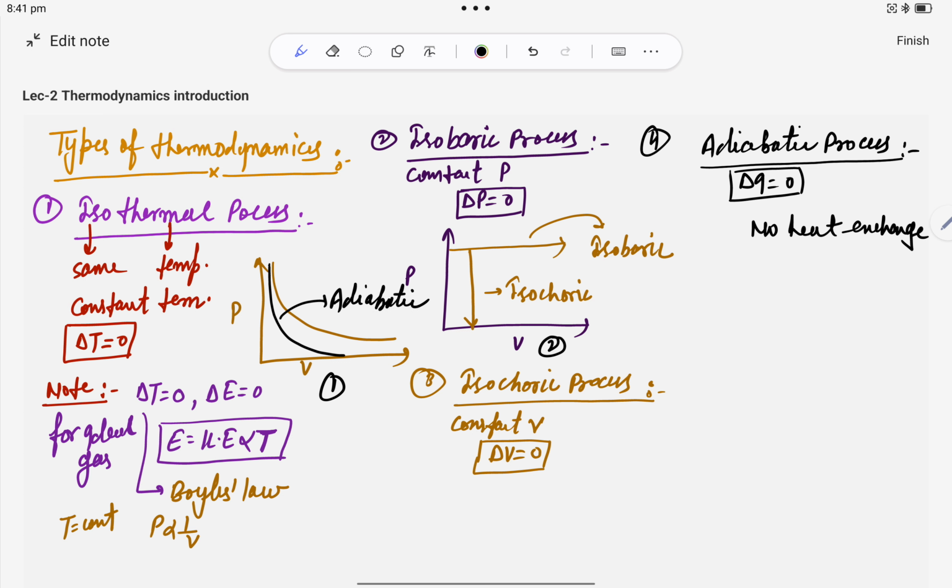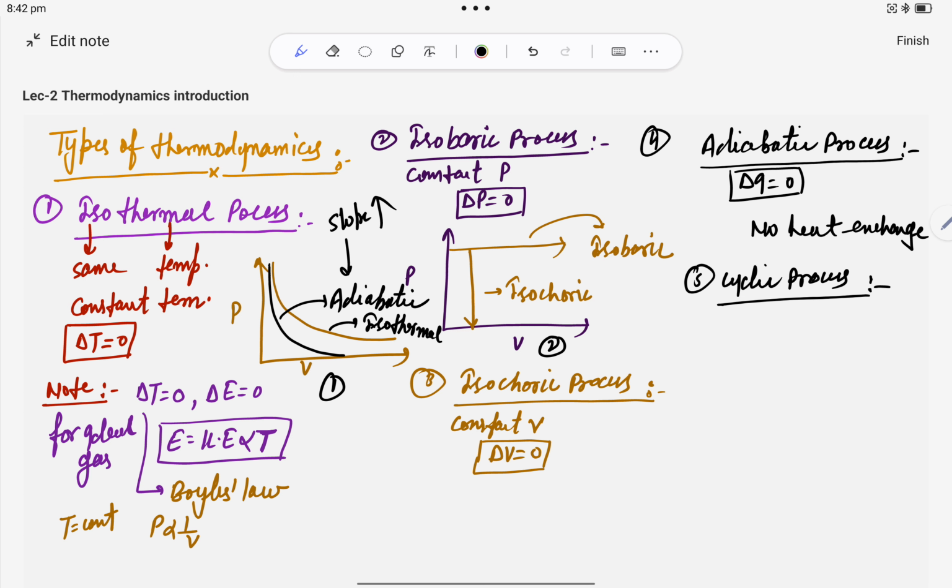Why am I telling you these graphs? Because sometimes they will give a graph between adiabatic and isothermal, and they will ask which is isothermal and which is adiabatic. So adiabatic has more slope, isothermal less slope. And number 5, cyclic process. In the last part, we discussed the cyclic process. So that's it about the thermodynamics processes. I hope it is clear.